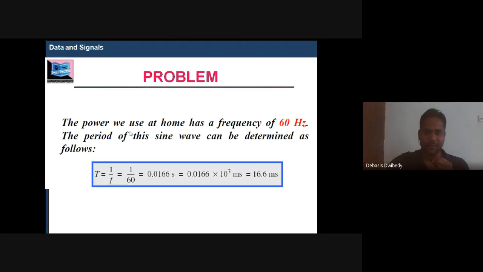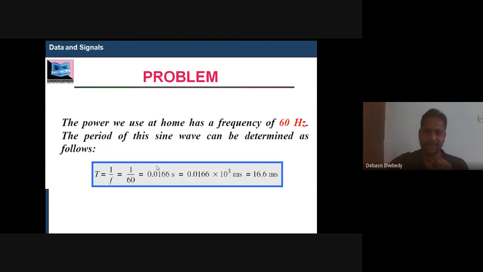The power we use at home has a frequency of 60 hertz. Okay, the period of this sine wave can be determined as follows. So here we are given with frequency 60 hertz. We know this relationship, this formula, that time period is nothing but inverse of frequency, that is 1 by f. So 1 by 60 we can do here, and we'll calculate in second, that is 0.0166 second.